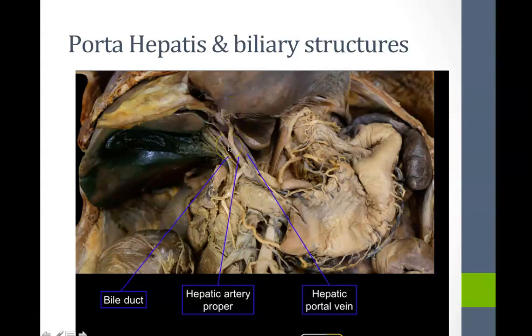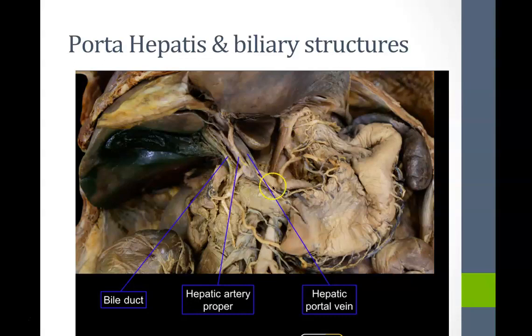Now located laterally to this, you will find your bile duct. So the liver would create the bile, the gallbladder here is storing and concentrating it, and then they can secrete the contents into the bile duct. So we're going to talk about the duct system in just a moment.